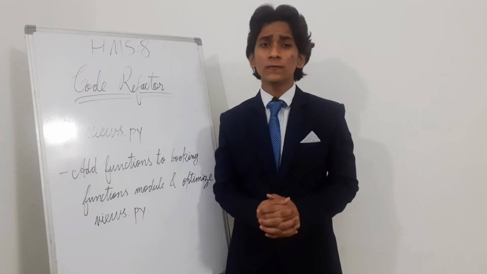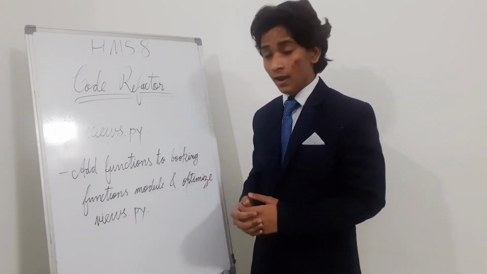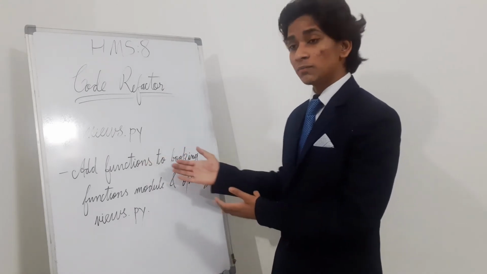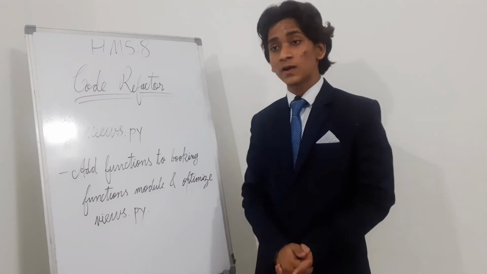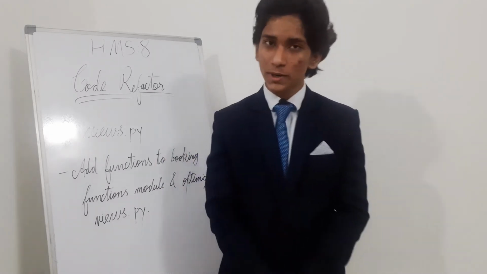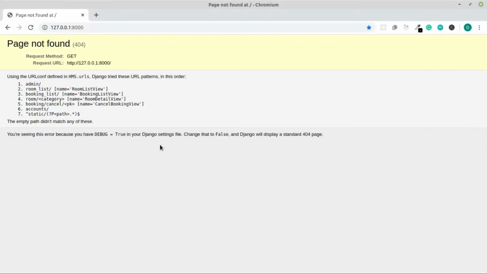So our code is due for a bit of refactor. The main refactor is going to be in views.py. We are going to add functions to the booking functions module that we had created, and we are going to optimize the views.py views. So let's get right into it. Hey there, so this is our views.py and I'm running my server over here so we can check out what's working and what's not.